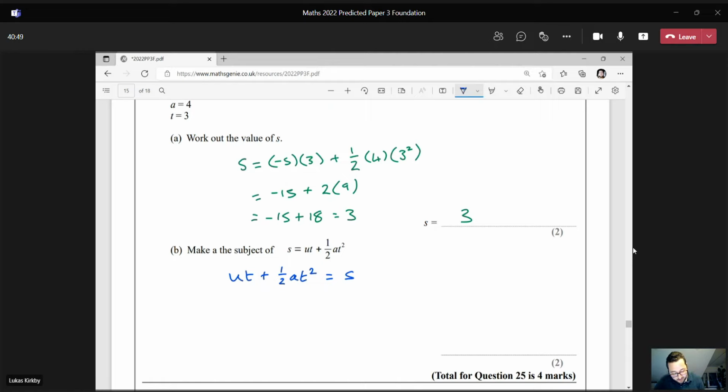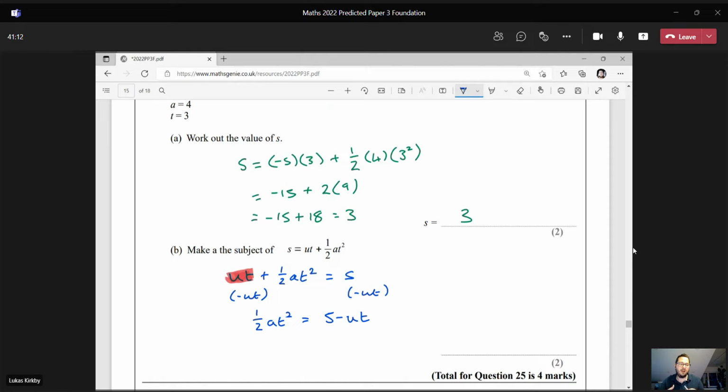So now I want to get A on its own. So the first thing I want to get rid of is this here, this UT. So let's take away UT, and we'll do that from both sides. So now I'm going to get half of AT squared equals S minus UT. Okay, what next then? So we've got half.